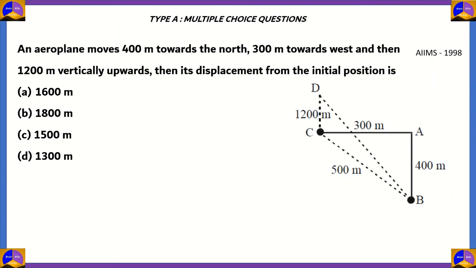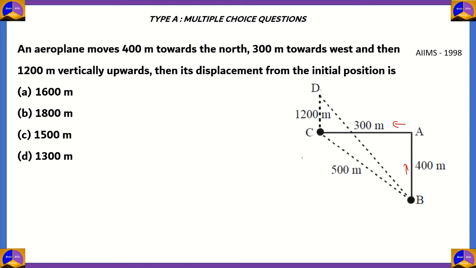Let's look at our fourth question. An aeroplane moves 400 meters toward the north, 300 meters toward west, and then 1200 meters vertically upwards. Then its displacement from the initial position is. So, as you can see, an aeroplane moves 400 meters north, 300 meters west, and 1,200 meters vertically upwards.